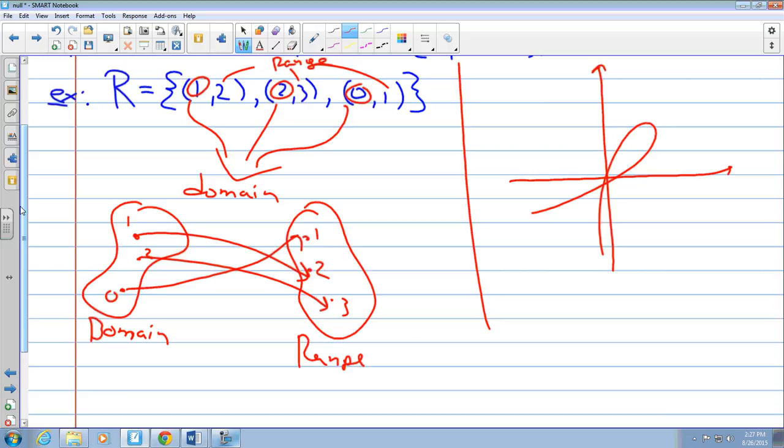Now, here we're going to talk about functions. And the functions are very special kind of relations. And some of you already know what functions don't like. Functions don't like to have one input from the domain relating to different outputs in the range. So you cannot get different results for the same x value. Basically, that's what it says.